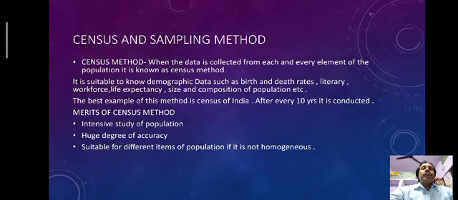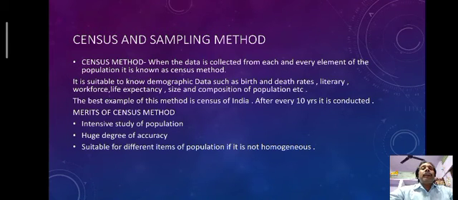Is it clear? So census method, when the data is collected from each and every element of the population, is known as census method. So here the term we have taken is population. Population means not the number of human beings. Here the population means items. Is it clear? So in this method, each and every element of the item is taken for consideration and it is known as census method.